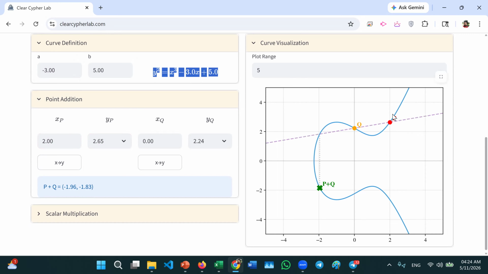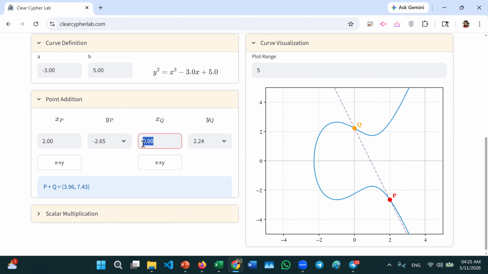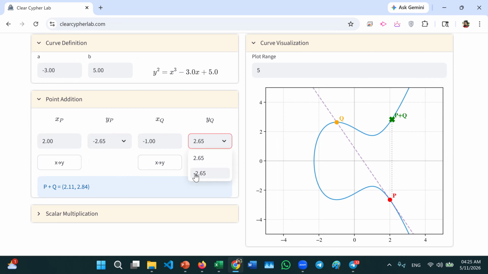So this is the point P here. If I want to have point P with a negative coordinate of y, I can pick the negative value from here, right? So if I pick the negative value for P, I can pick it here, and then I'm going to change the value of x of Q, for instance, let's say -1, and then the value of y also is updated. If you want the negative value, you can pick the negative value.